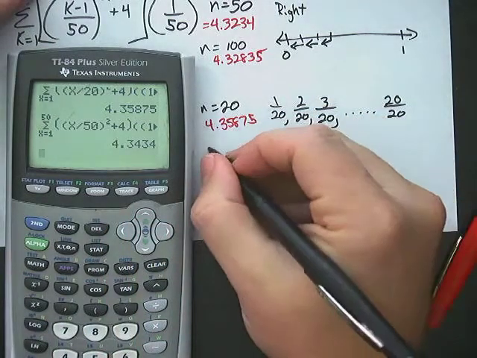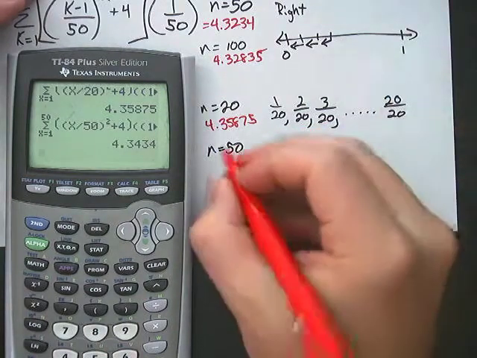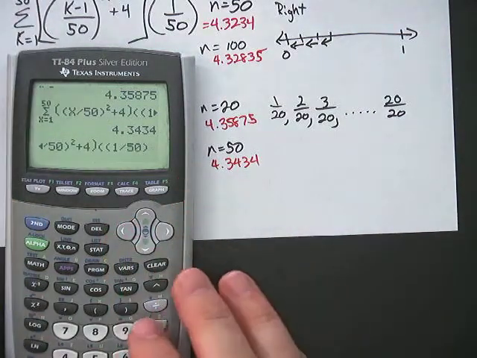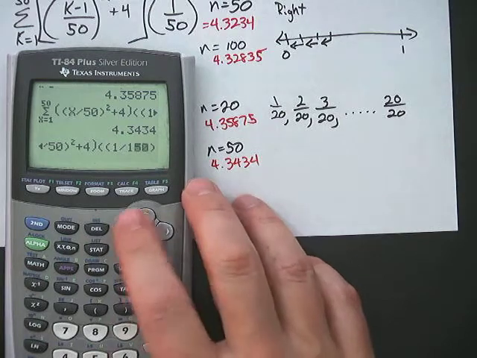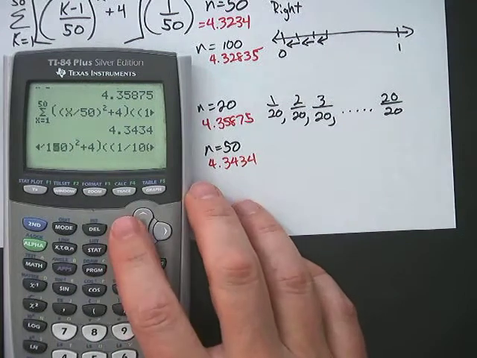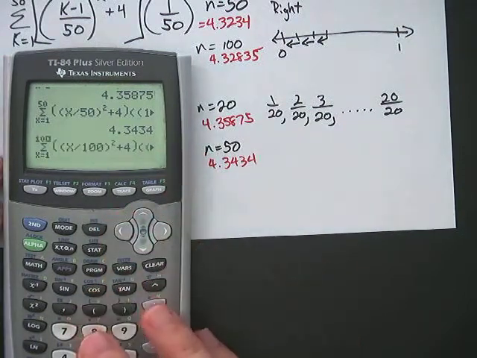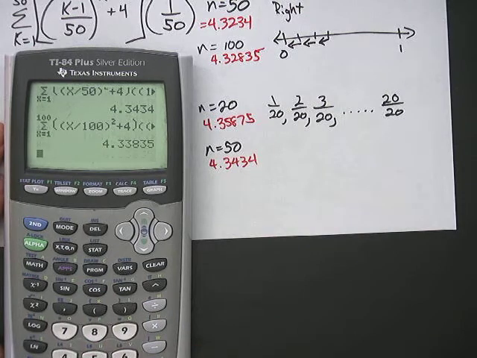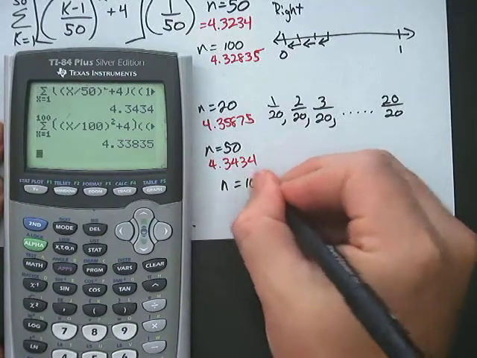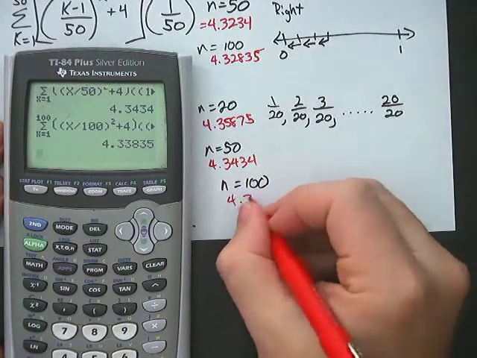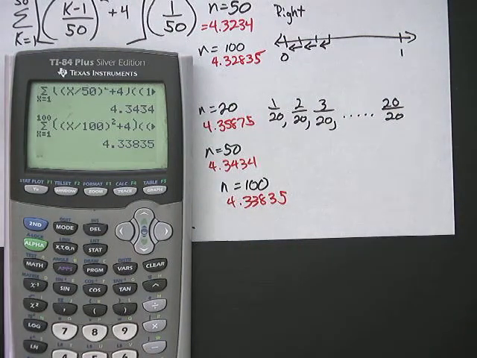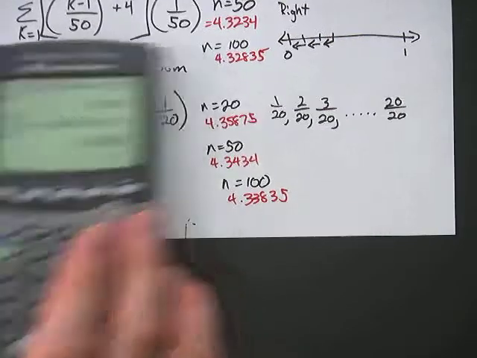Okay, let's do that really quick with 50. So for n equals 50, we have 4.3434. And finally with 100, and this will probably take a second for the calculator to, no, pretty fast. All right, so n equals 100 gives us our answer of 4.33835. Okay, so we could do that with even more subintervals. The calculator will take longer and longer to do it, but this is a pretty good approximation.